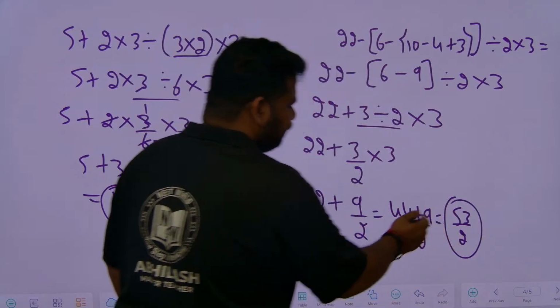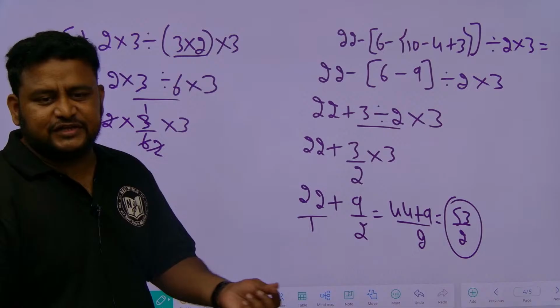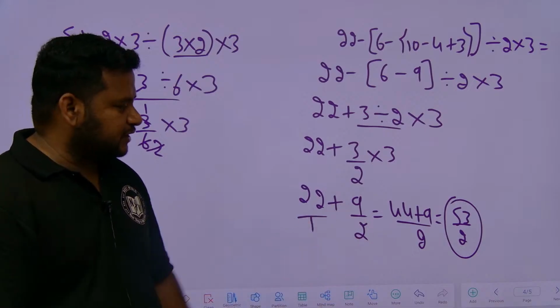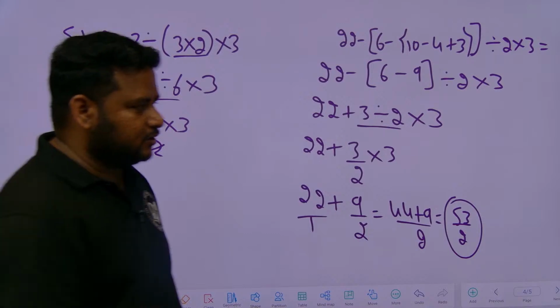44 plus 9, how to find out? 44 plus 10 is 54. Plus 9 means I should reduce one, so 53. 53 by 2 will be the answer. Understood how to do it? Got it? Okay. Some more questions?